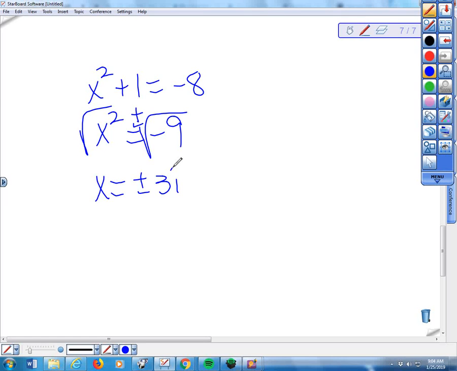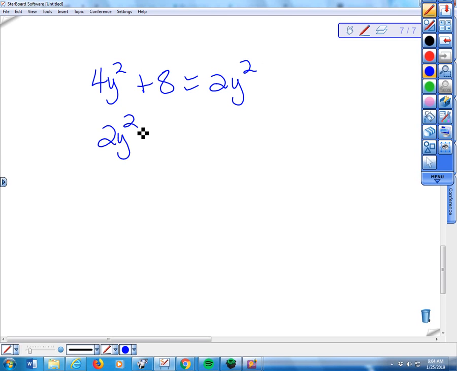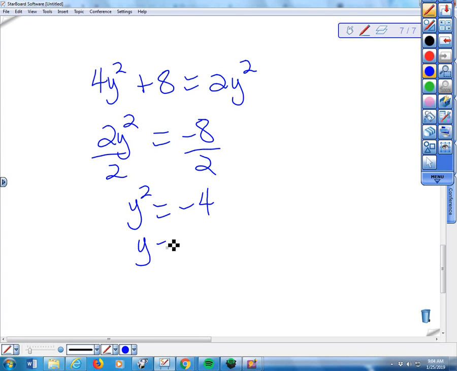Same with number 6, there's no middle term. So I just combine my like terms. Subtract 2y squared to get 2y squared on the left. Subtract 8 to get negative 8 on the right. Divide both sides by 2. y squared equals negative 4. Take the square root of both sides. Plus or minus 2i.